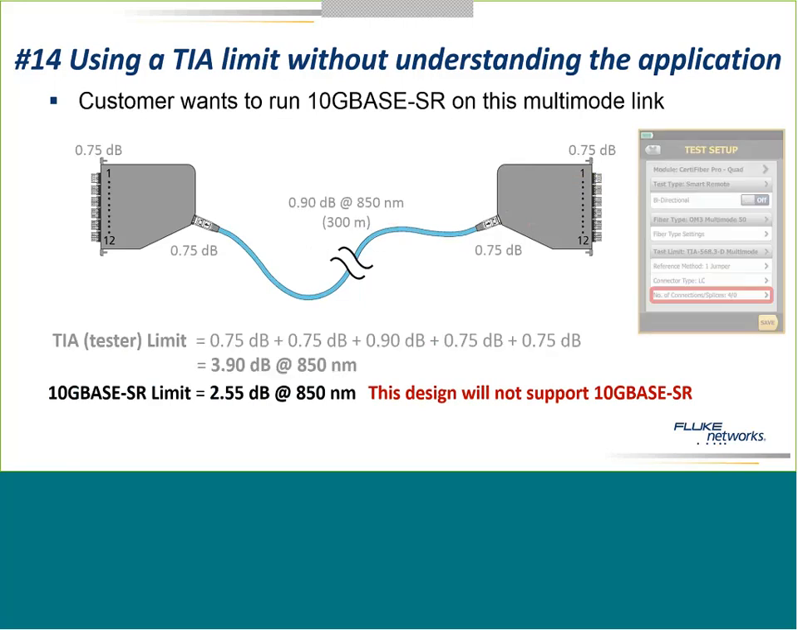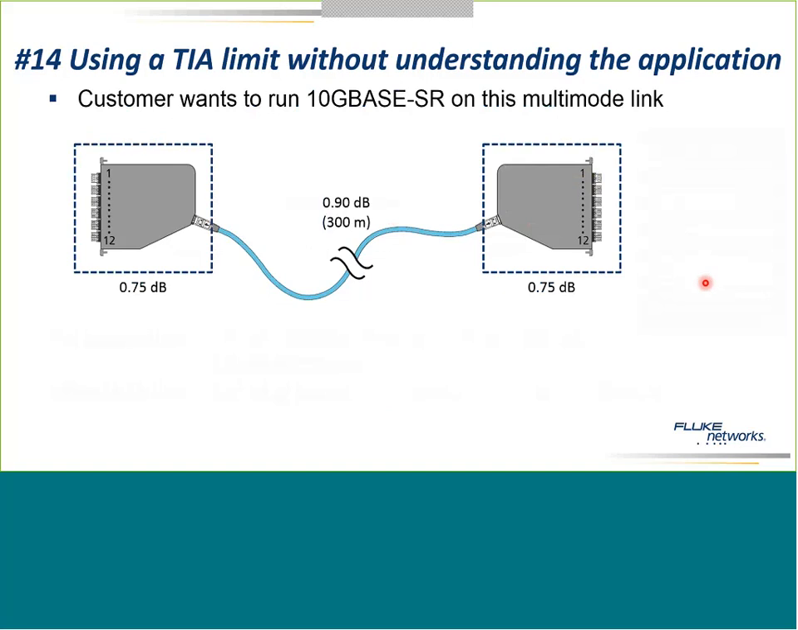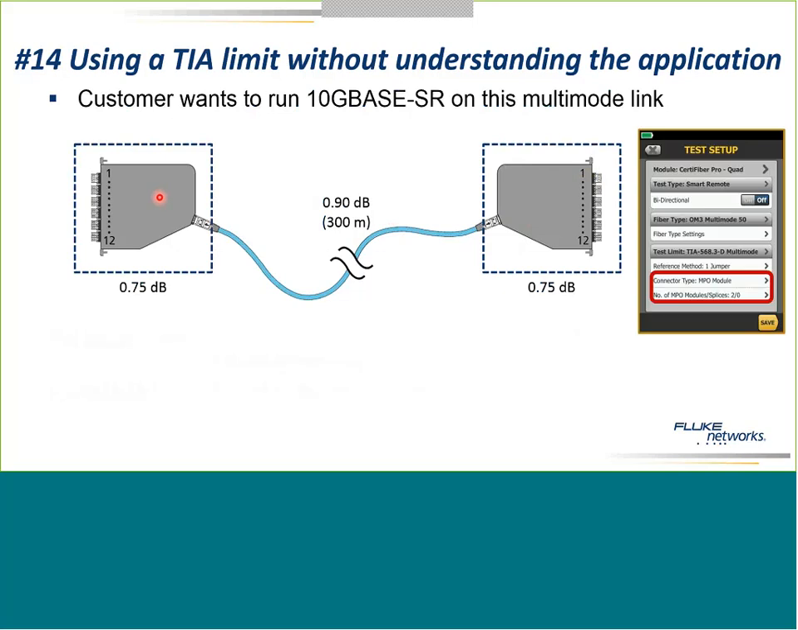So what we need to do is instead configure our tester and tell it, look, we don't have 1 and 2 connections. When we're looking at an MPO cassette, we have a loss value for the entire cassette. In the case of TIA, we have 2 cassettes here. We've selected the MPO module connector type, and the TIA gives us 0.75 dB of loss for the whole cassette.